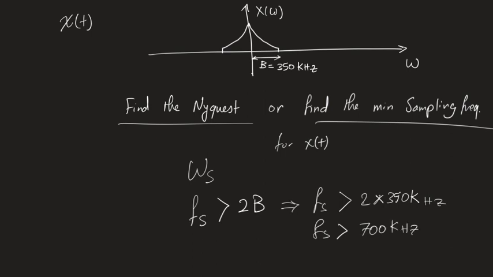Or you can tell me that the Nyquist frequency is equal to 2B. So now we are looking for the Nyquist. The sampling, you give it a range. It has to be greater than 2B. The Nyquist is defined as 2B, right? So Fn, the Nyquist frequency, is just double the bandwidth, so Fn is equal to 700 kilohertz, okay?